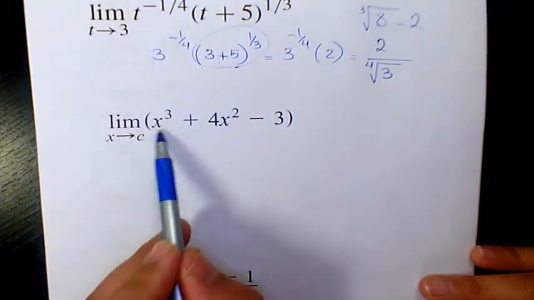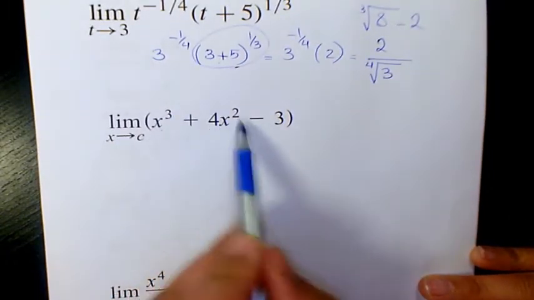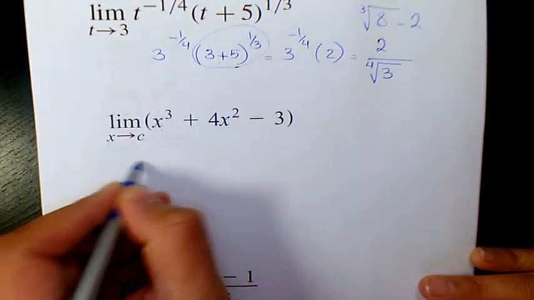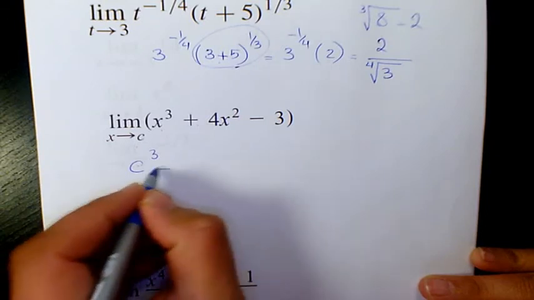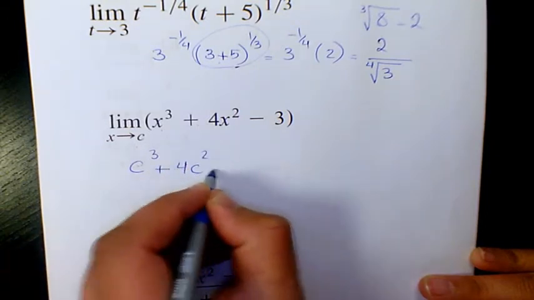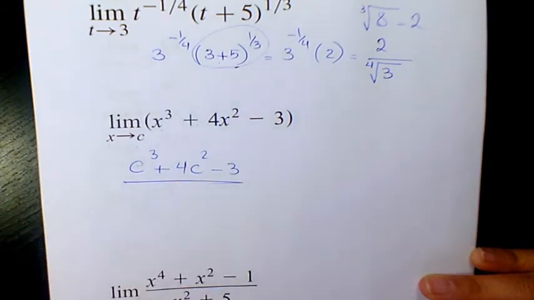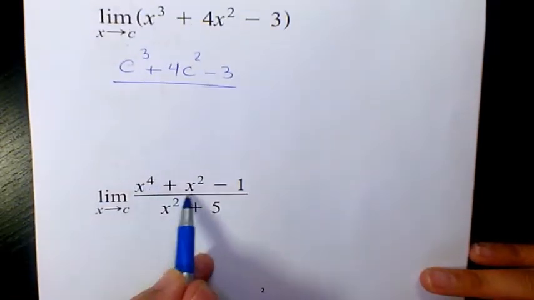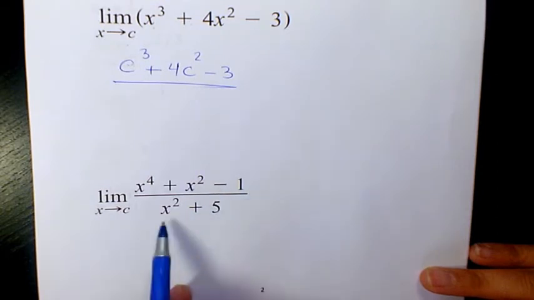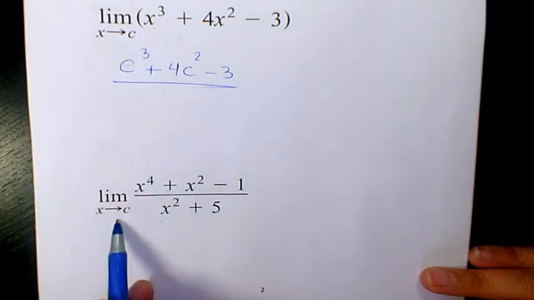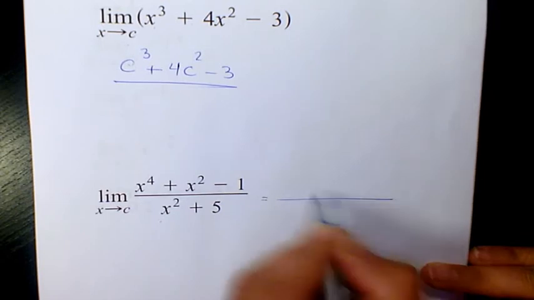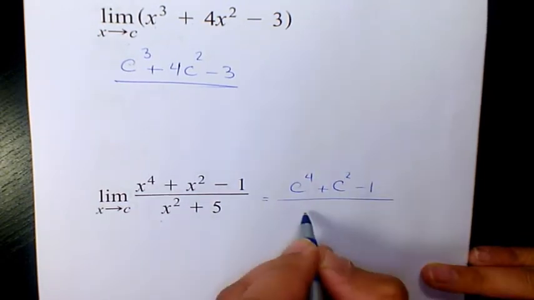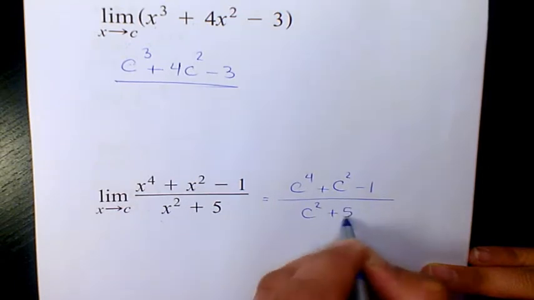Next one, limit of x cubed plus 4x squared minus 3 when x approaches c. It is going to be c cubed plus 4c squared minus 3. Next one, x to the power 4 plus x squared minus 1 over x cubed plus 5 when x approaches c. That's going to be c to the power 4 plus c to the power of 2 minus 1 divided by c cubed plus 5.